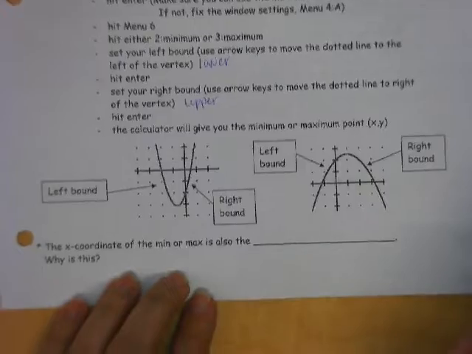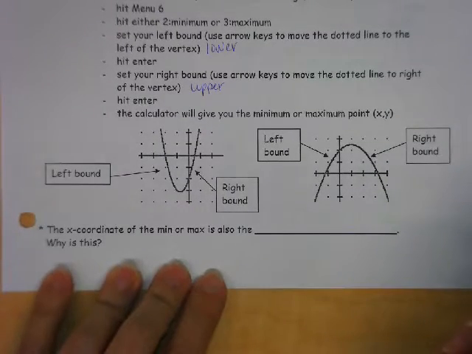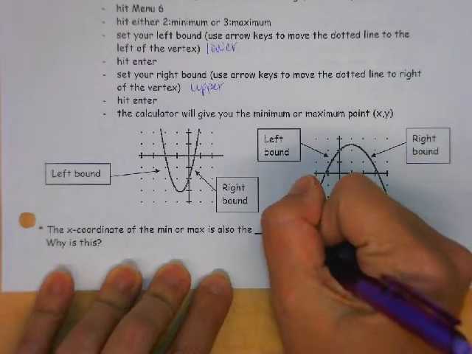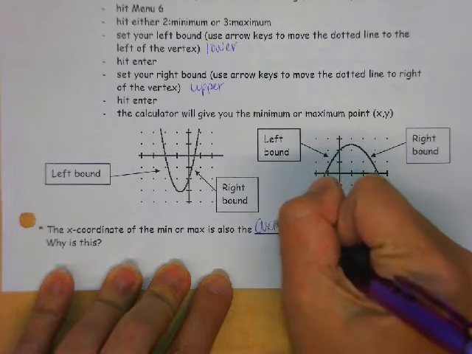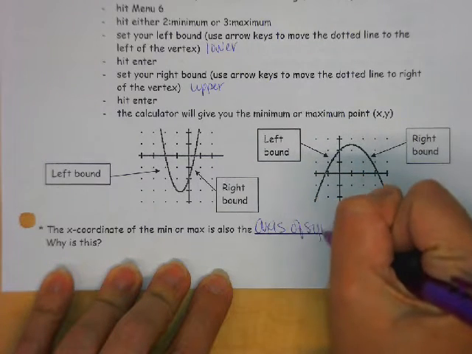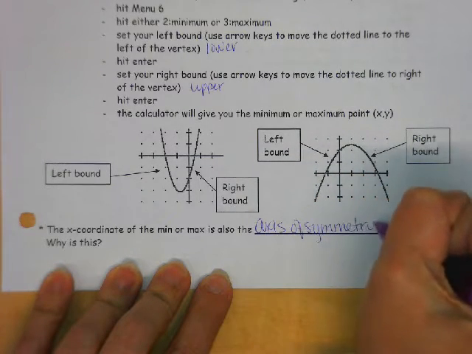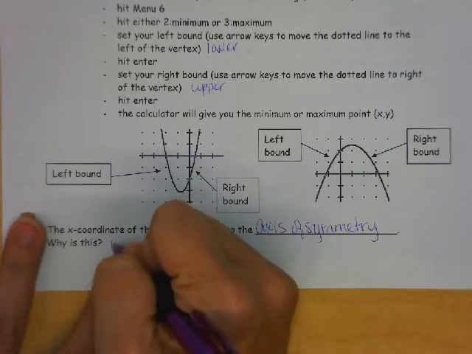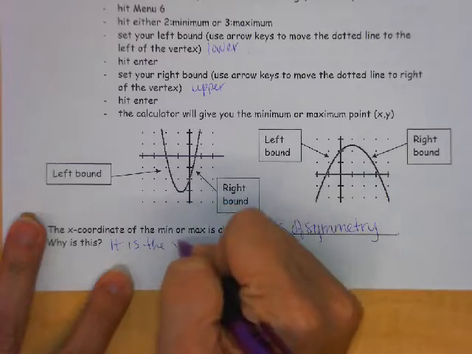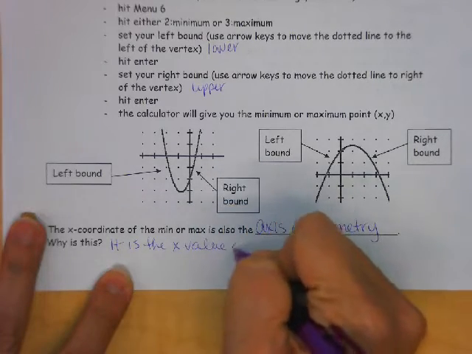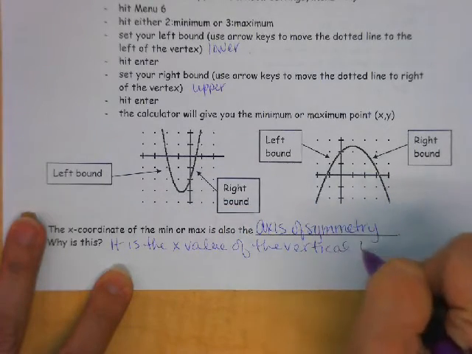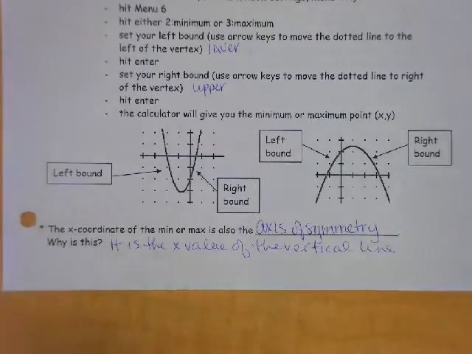The x-coordinate of the min or the max is also the what? Axis of symmetry. Right? Because that is the x value of that vertical line. Okay? Let everybody get caught up.